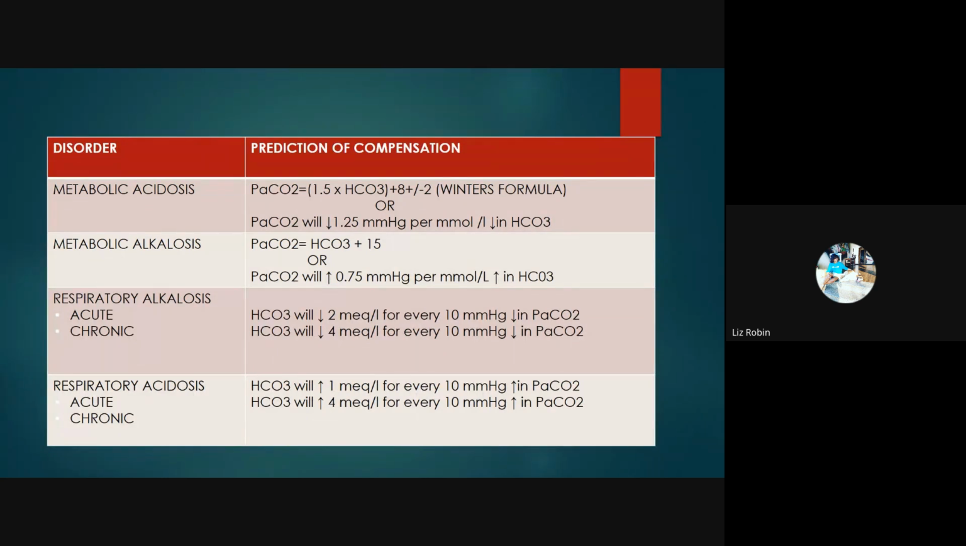In respiratory alkalosis, it can be acute or chronic. Here, bicarb should drop by 2 milliequivalents per liter for every 10 millimeters of mercury drop in PaCO2. Whereas in chronic patients, the bicarb should drop by 4 milliequivalents per liter for every 10 millimeters of mercury drop in PaCO2. In respiratory acidosis, bicarb will increase by 1 milliequivalent per liter for every 10 millimeters of mercury rise in PaCO2. Whereas in chronic patients, bicarb will increase by 4 milliequivalents per liter for every 10 millimeters of mercury rise in PaCO2.